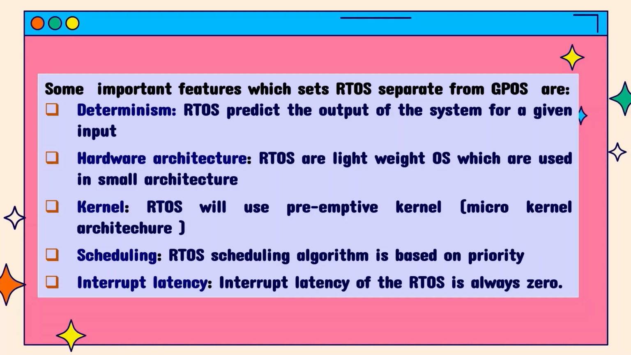Second is the hardware architecture. GPOS are used on heavy architectures, for example PC servers, mainframe computers, etc. RTOS are lightweight operating systems which are used in small architectures like mobile phones, chocolate vending machines, and other embedded applications.